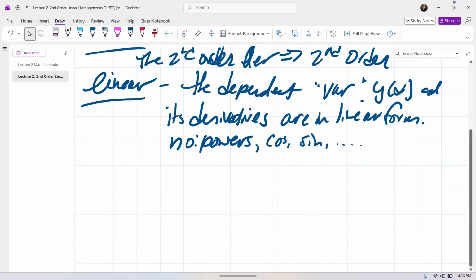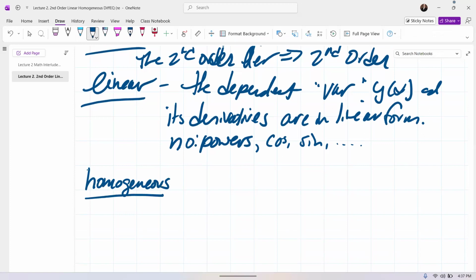All right, the next thing we want is the homogeneity. What makes this thing homogeneous? So you can tell if something is homogeneous. This is an easy one. It is set equal to 0.